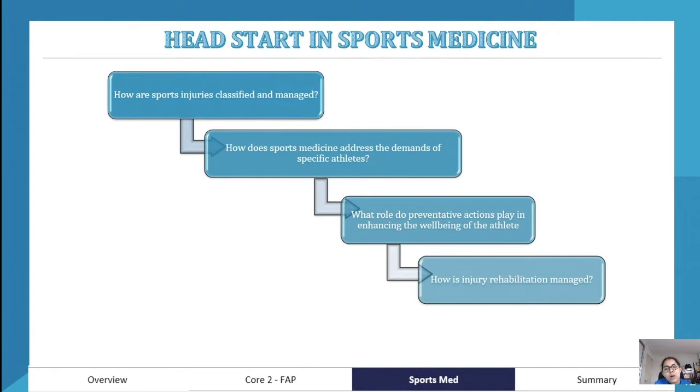Main questions that we are looking at in sports medicine. So firstly, how are sports injuries classified and managed? Secondly, how does sports medicine address the demands of specific athletes? We then look at what role preventative actions play in enhancing the well-being of the athlete, and how is injury rehabilitation managed? What I've also done is I will be going through today the first two.